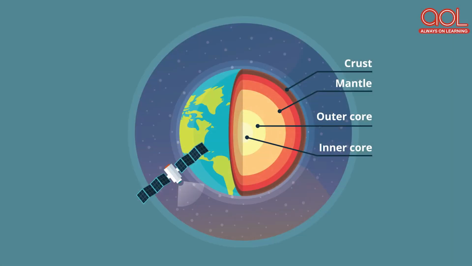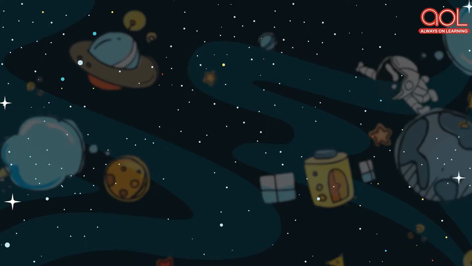Similarly, our Earth also has a thin outer layer, which is called the crust. It has a wide middle portion called the mantle, and in the center we have the core. Now let's quickly learn more about the layers of the Earth.